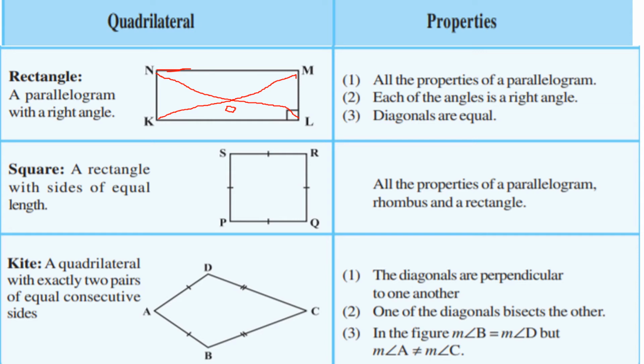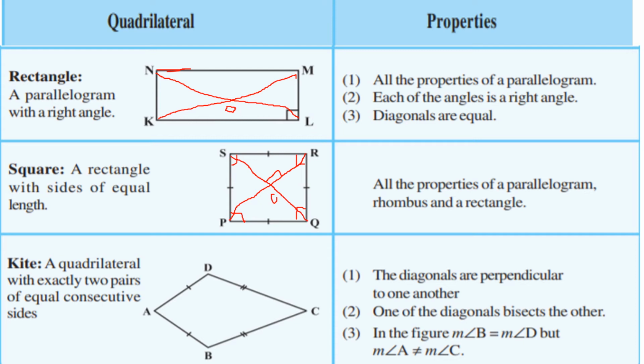All sides are equal. Next, each angle in this square is 90 degrees. Each angle of a square is 90 degrees. Next, now come to the diagonals property. What is a diagonal here? PR is one diagonal and SQ is another diagonal. These two diagonals are equal and they cut each other perpendicularly.